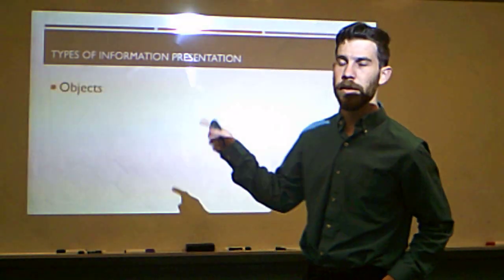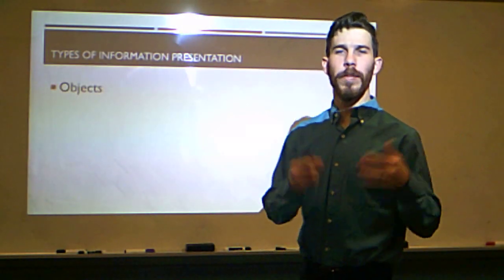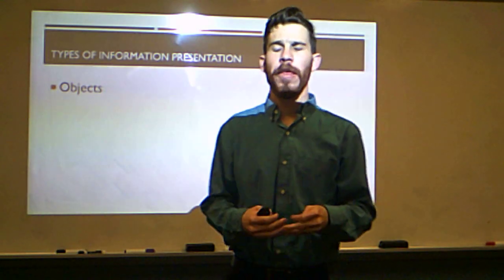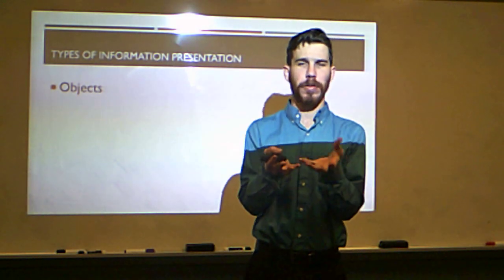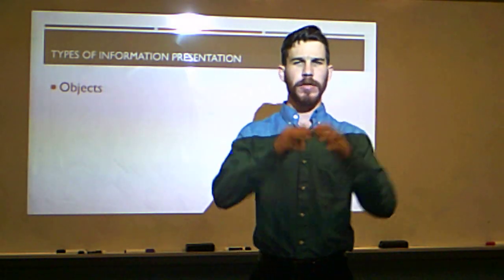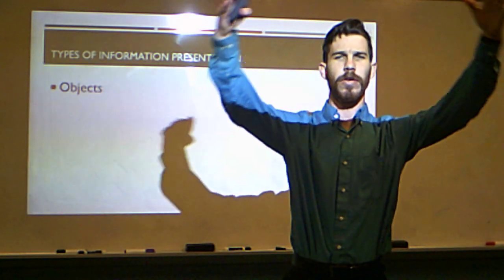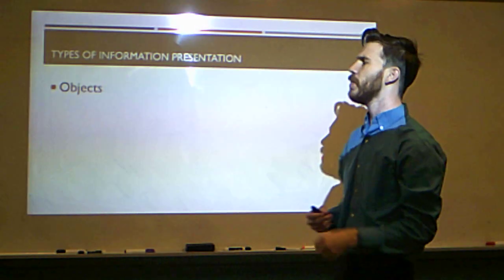So our first type is going to be an object. This could be a person, this could be a bag of chips, this could be anything basically that's an object that you can hold. Okay, object is very vague, so you can use it over a very wide spectrum.